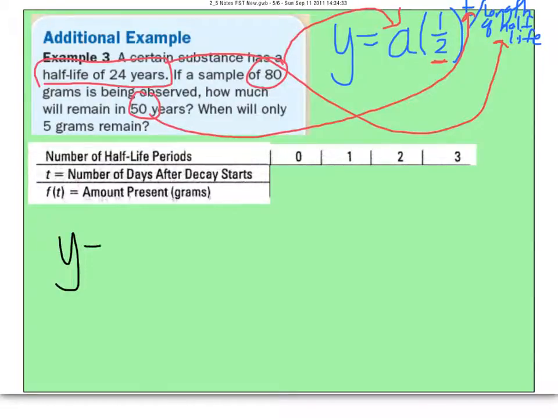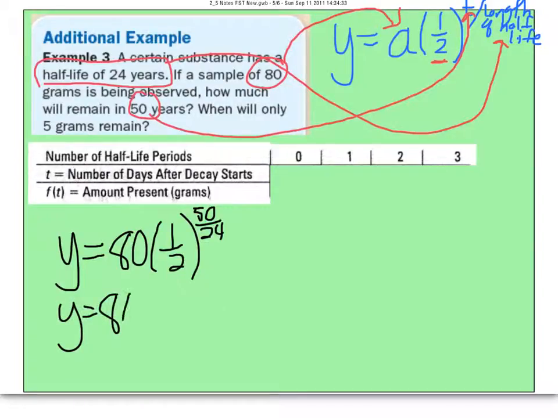Well, our ending amount is going to be our starting amount, which is 80. And we want a half-life. Well, how many half-lives have passed by? Well, 50 years have gone by, but each half-life is 24. Folks, if you do 50 divided by 24, that means 2.08 half-lives. So let me actually write that down because I think it's interesting to see this.